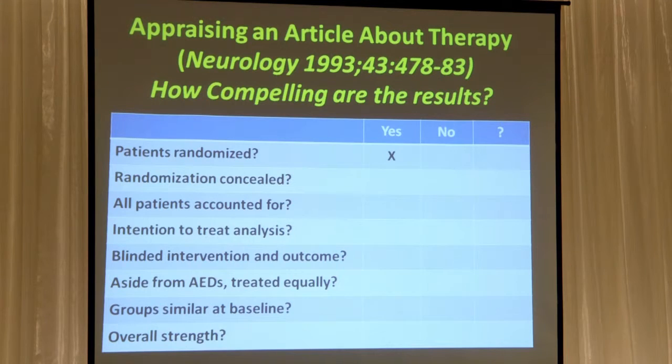So is this allocation concealed? You actually didn't see the article, so I'll tell you that they don't discuss how they did the allocation. In general, you'd suspect that a big multi-center trial used a strategy for concealment, and if you talk to the investigators, you find out that they did, but there's no way to tell from the published article, so you have to give them a score of, I don't know, they didn't say.